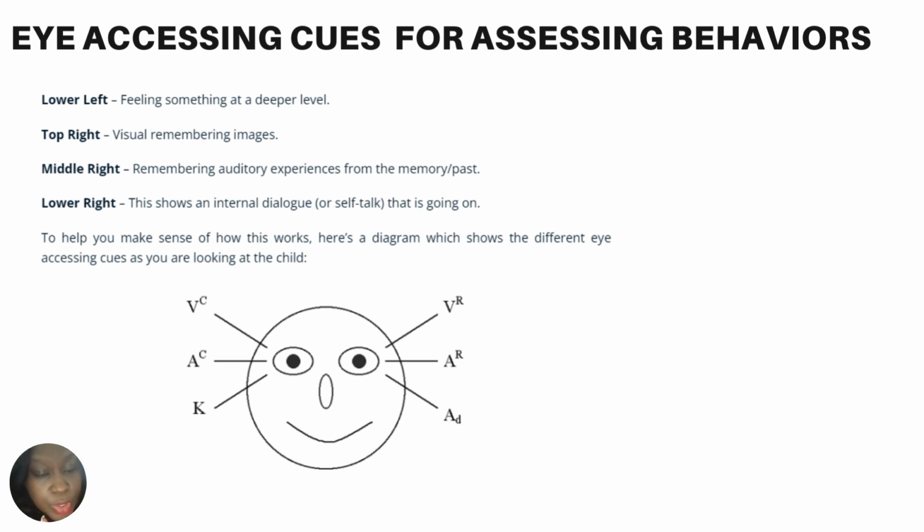But as part of this course, we're going to look at one of the key ways in which you can help your child understand their body language, and that's through the eye contact that they're making. You can use their eyes, and the diagram here visualizes what we're saying. If they look to the lower left, it usually means that they're feeling something at a deeper level. If they look to the top right, the middle right, and the lower right, these are all ways in which you can establish how the child is feeling. Perhaps they're remembering images, or they're remembering experiences, or they have self-talk going on within them.